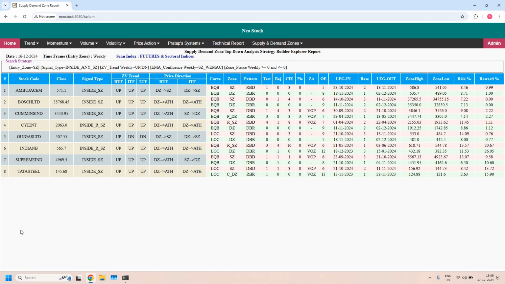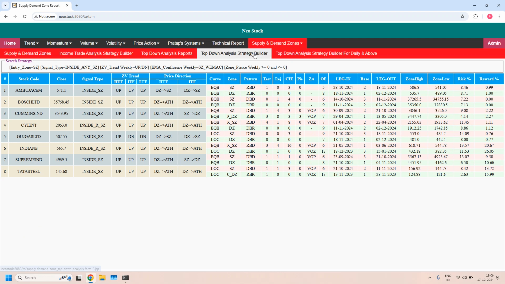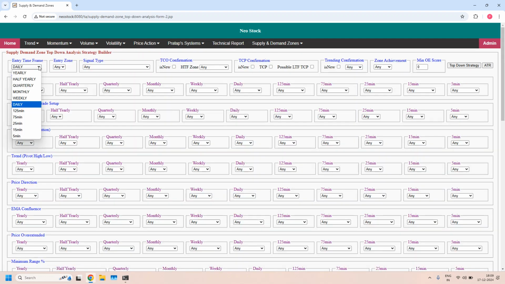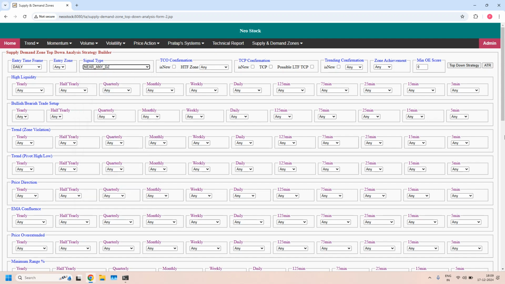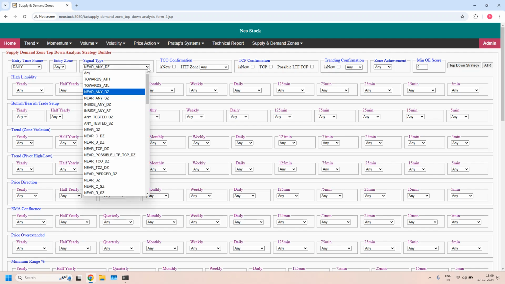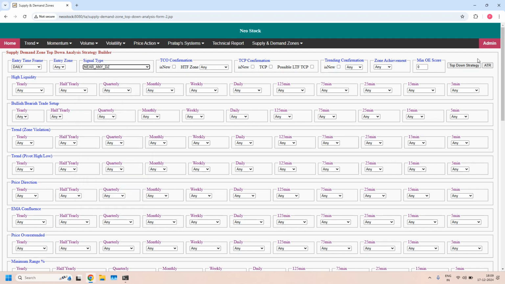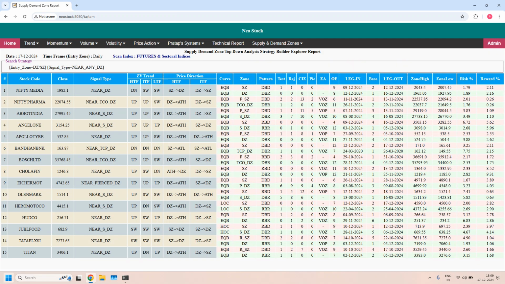Okay, this is about weekly time frame. Next time frame is a daily. Entry time frame daily. Let us find the stocks where price closed inside the daily demand zone. Sorry, where price closed near the daily demand zone. Sorry for my mistake. 15 stocks are filtered where price is near to the daily demand zone.